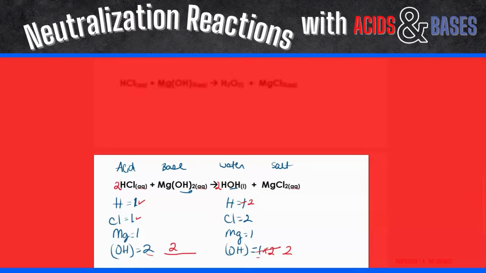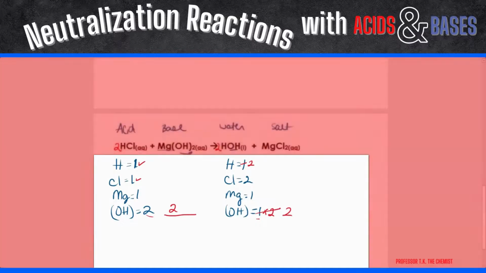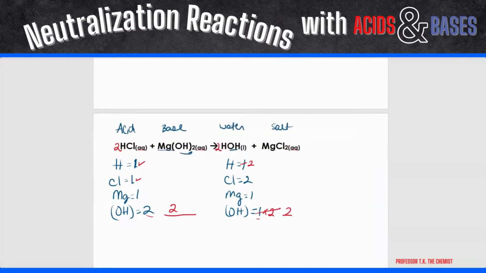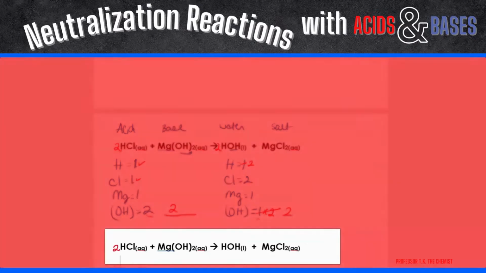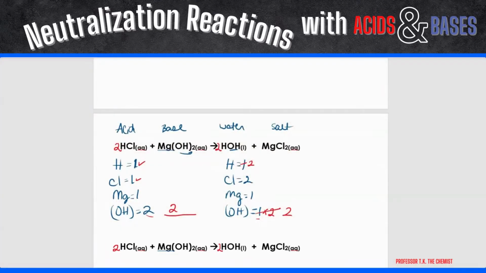So now I have this reaction here, and I'm going to put it in a cleaner format so you can see it. So here is my formula here. And I am going to go ahead and put in my coefficients. I have 2 hydrogens and 2 hydrogens here. I've got 2 chlorines on the left, 2 chlorines on the right, 1 magnesium on the left, 1 magnesium on the right, 2 units of hydroxide ions, and 2 units of hydroxide ions as well on the product side. And this reaction is balanced. So this is your neutralization reaction.